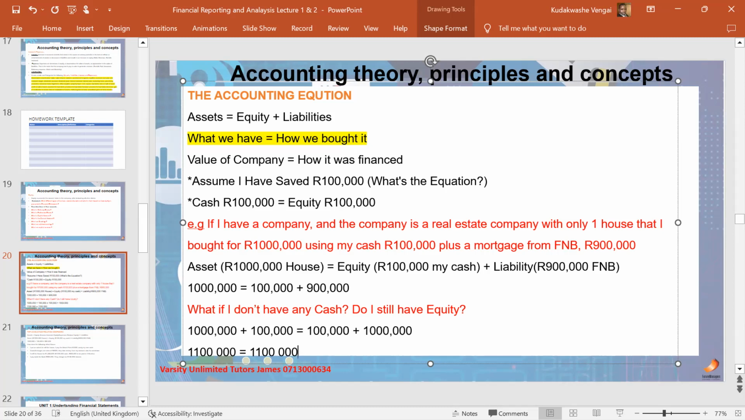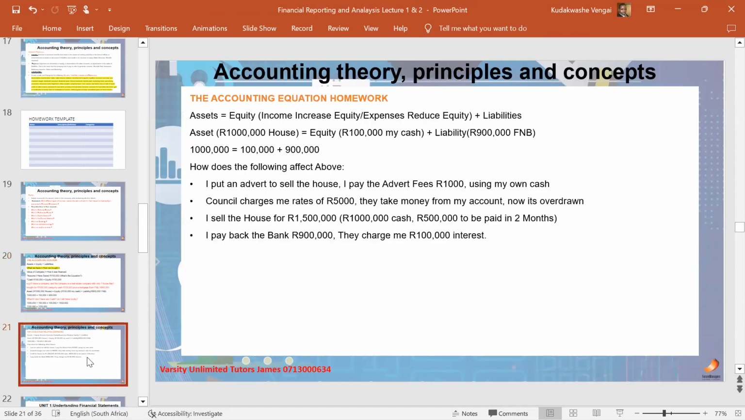The total assets should always be equal to the total equity plus liability of an organization, right? Let's get a little bit more creative, just to show you what we are talking about.